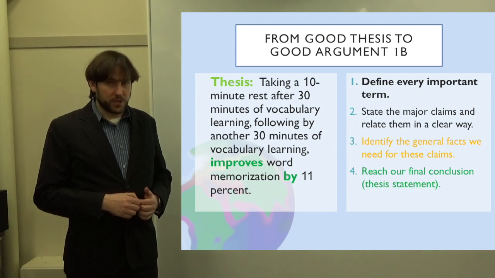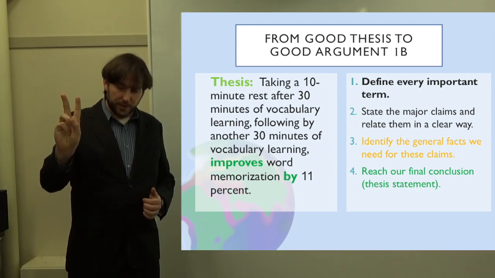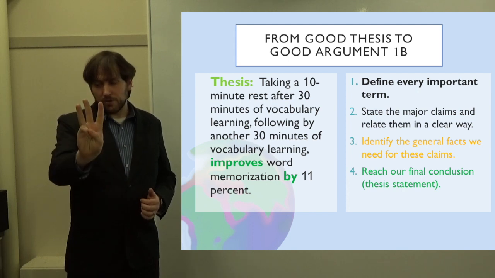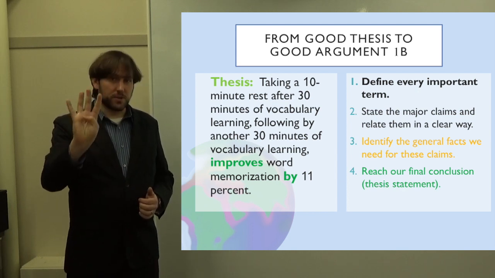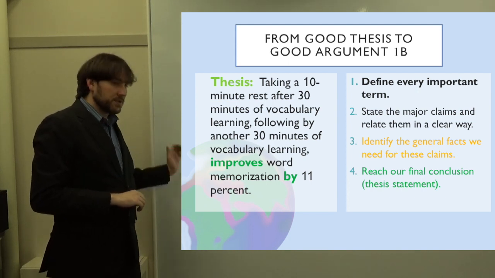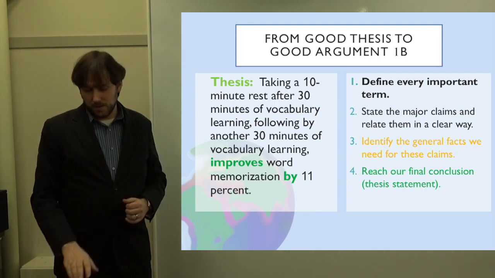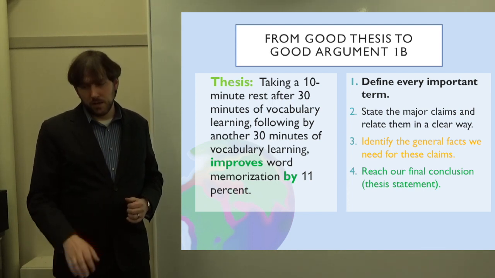So, we have 4 steps. Define every important term, state the major claims and relate them in a clear way, identify the general facts we need for these claims, and reach our final conclusion. So these are the 4 things we want to do to take this thesis and convert it into a short argument that we can make an outline from. So let's do that step by step.